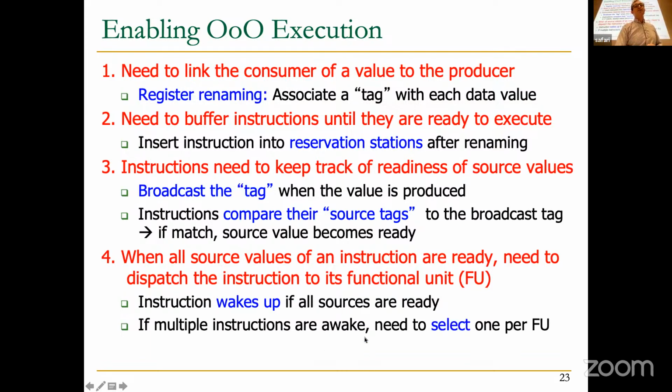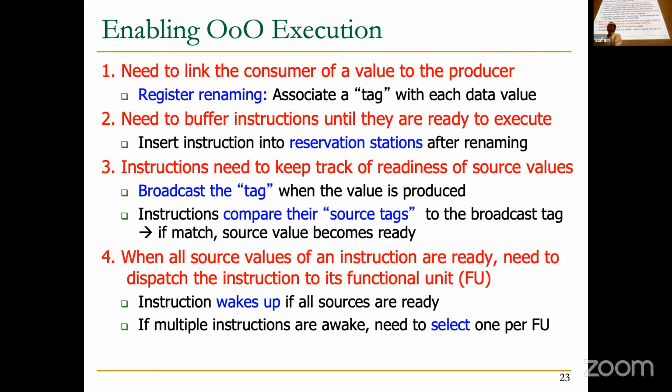And if multiple instructions are awake, there needs to be some logic to select one instruction to send to the functional unit. So there needs to be more arbitration because multiple instructions can wake up at the same time, right? Wake up meaning ready, become ready. So all of their sources are ready. Okay, so that's the idea basically.